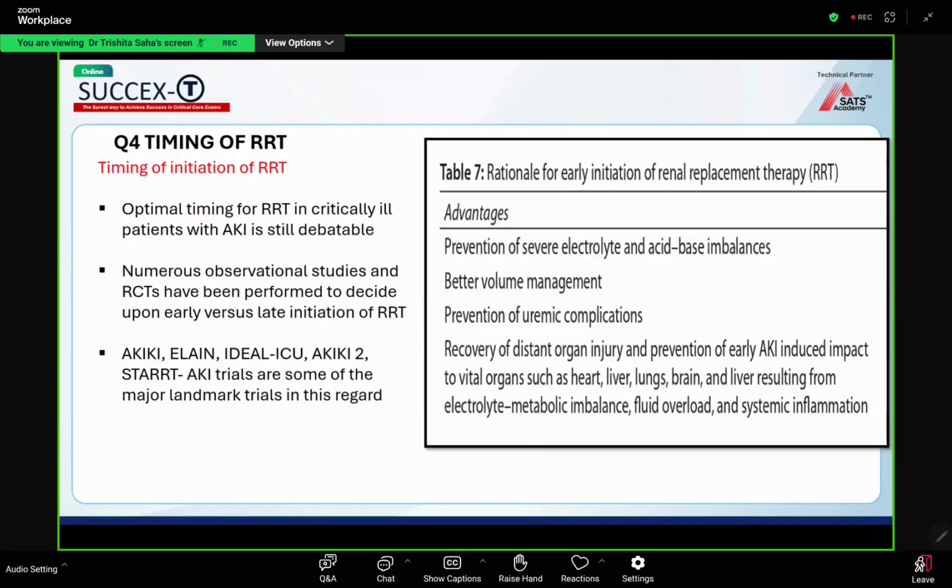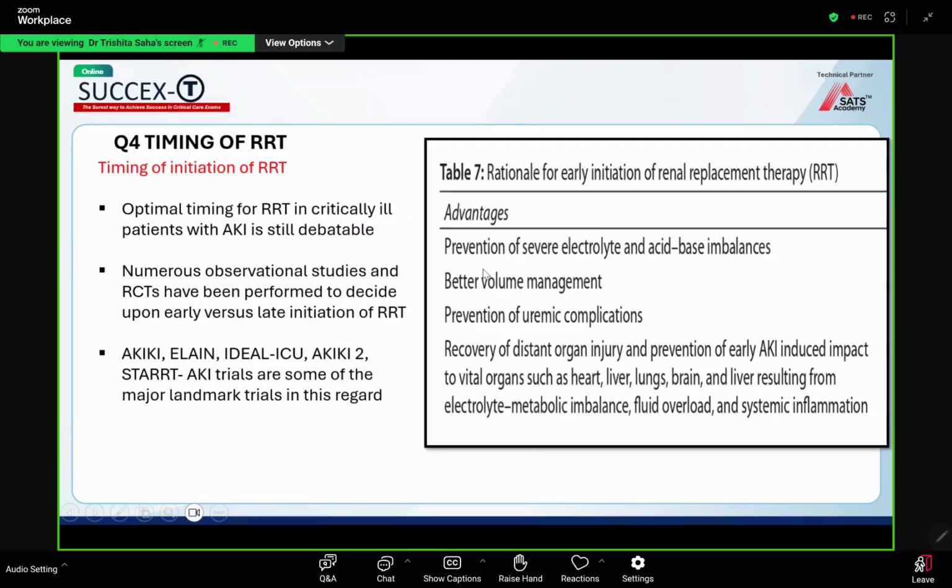Numerous observational studies and RCTs have been conducted to decide upon early versus late initiation of RRT. I will be discussing the AKIKI, ELAIN, IDEAL-ICU, AKIKI 2 and STARRT-AKI trials. I will discuss each of these trials, but in the last I will show you a table. If you forget about any of these trials, study this table, and if you write this, I think you will get good marks.